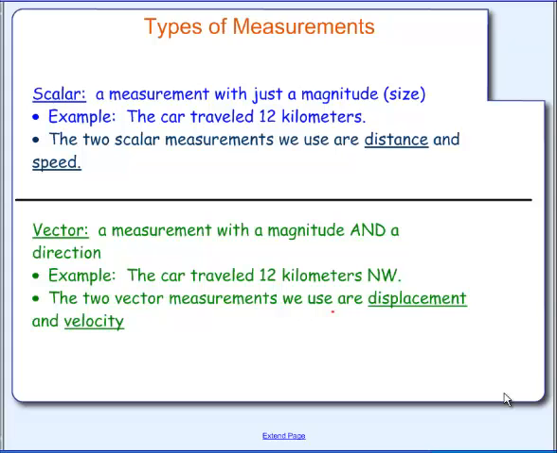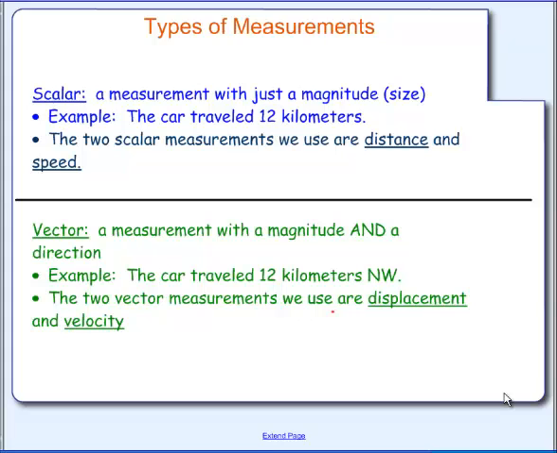For example, last semester you may have measured out masses of different objects. An object that has 10 grams of mass, that is a scalar measurement. In physics, the two basic scalar measurements that we will discuss are distance and speed.